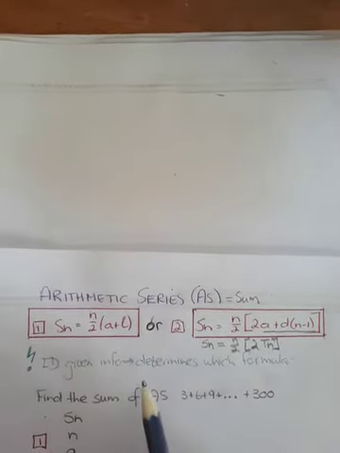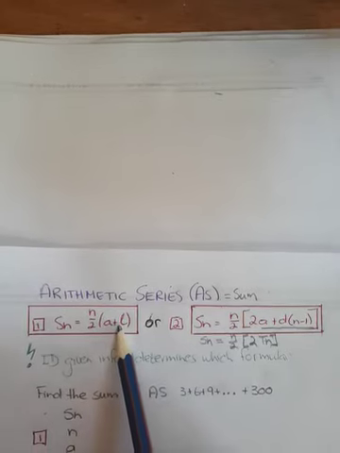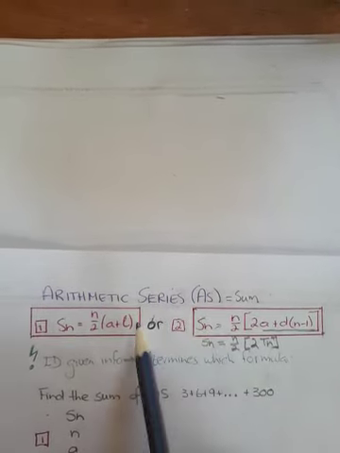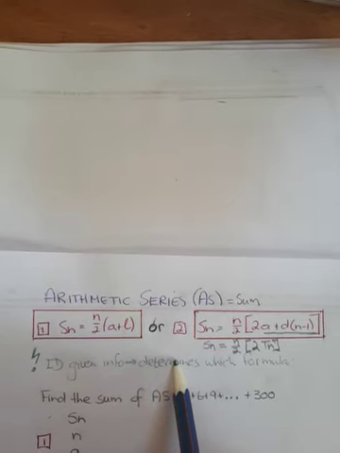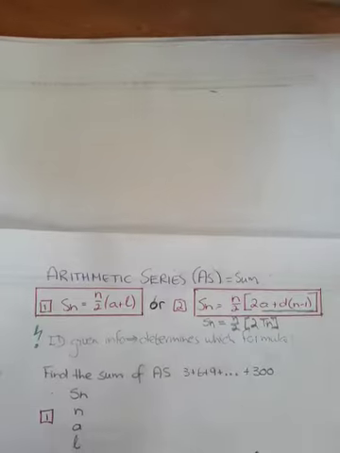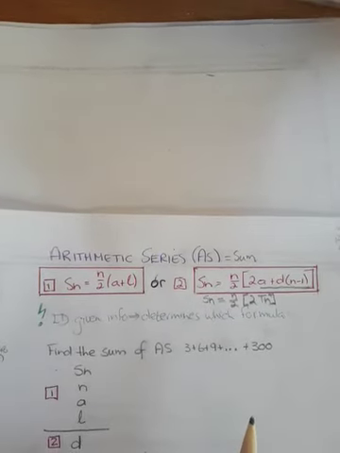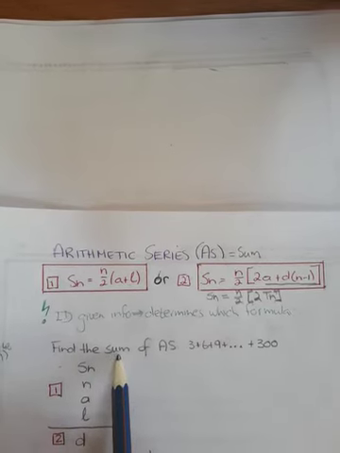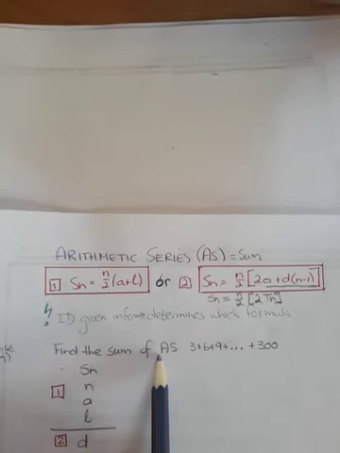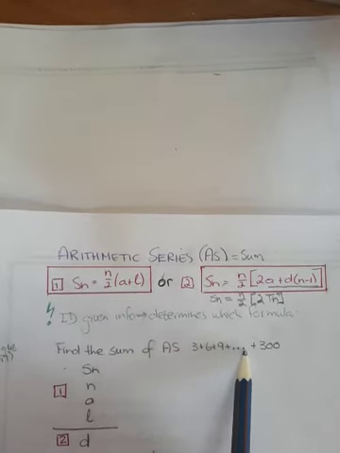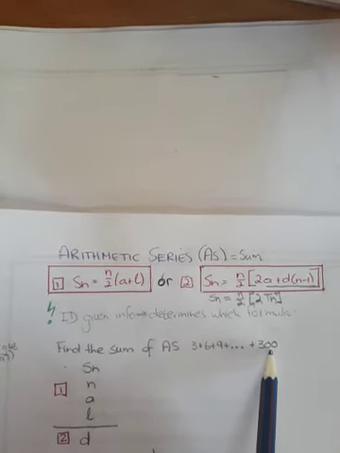That is why it is so really important that you identify your given information, because that will determine which formula to use. Now with this example, it's a bit more complicated, so let's go through slowly. They say find the sum of the arithmetic series 3 plus 6 plus 9 and so forth plus 300.